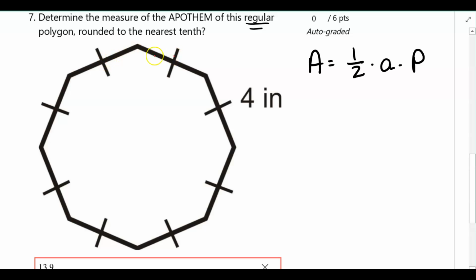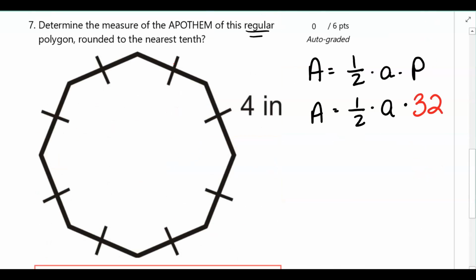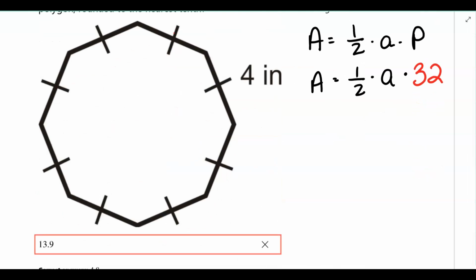I have 1, 2, 3, 4, 5, 6, 7, 8 sides. So I have a perimeter of 32. We still need the apothem. And remember, based on what I said on the last question, the apothem goes from the center and it extends to the midpoint of a side. So I can draw an apothem in here.